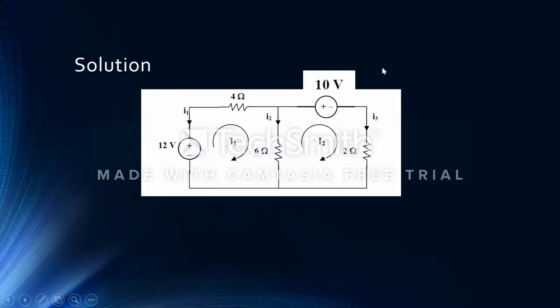So we draw the circuit in this way. Through this loop there is current I1, and through this loop there is current I2, and this is I1, I2, I3, please don't get confused with that. This is a capital I. So these currents we are going to use in our mesh analysis.